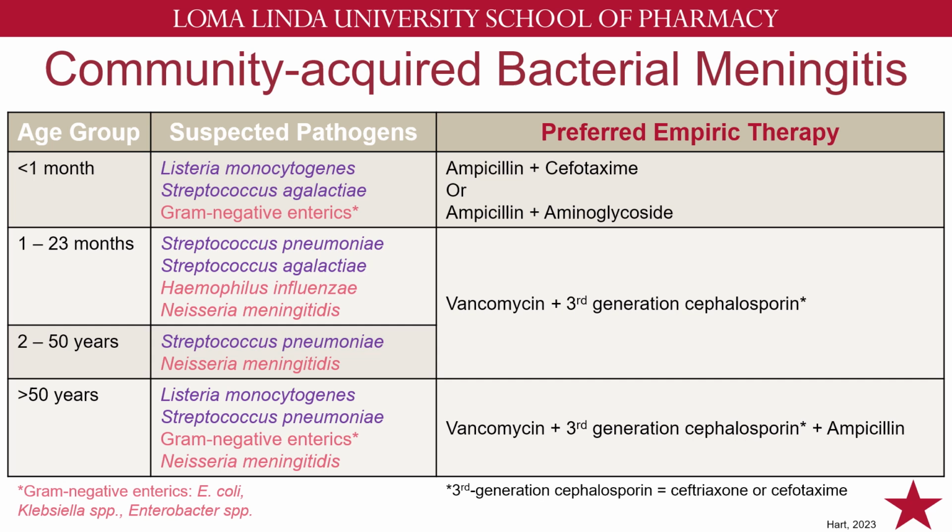And the same goes for the next age group, 20 to 50. We have the same empiric regimen. Then if our patient becomes greater than 50 years of age, Listeria comes back as a suspected pathogen. Therefore, we will need to bring ampicillin back. So our empiric regimen will comprise of 3 antibiotics: vancomycin, a third gen cephalosporin, plus that ampicillin. So again, an extremely important slide that you should know for the exam.